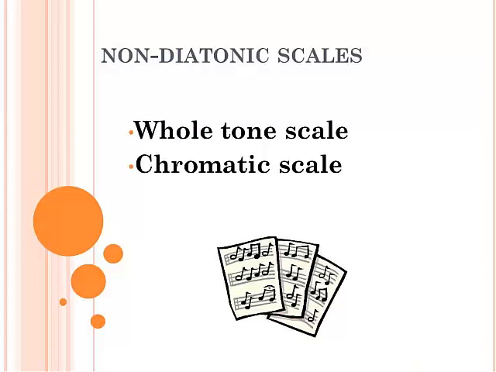Non-diatonic scales may have more or fewer than 8 consecutive notes. Non-diatonic scales may or may not begin or end on the same note. Non-diatonic scales do not have a tonic. Non-diatonic scales do not have technical names for the degrees of the scales. There are 5 types of non-diatonic scales. They're the whole tone scale, the chromatic scale, the pentatonic scale, the blues scale, and the church modes. Today we're going to learn about 2 more non-diatonic scales, the whole tone scale and the chromatic scale.